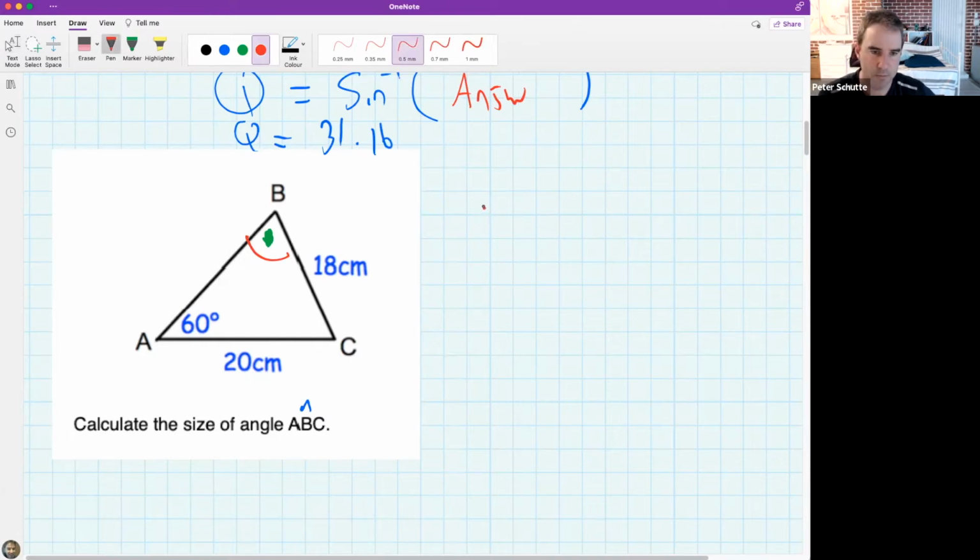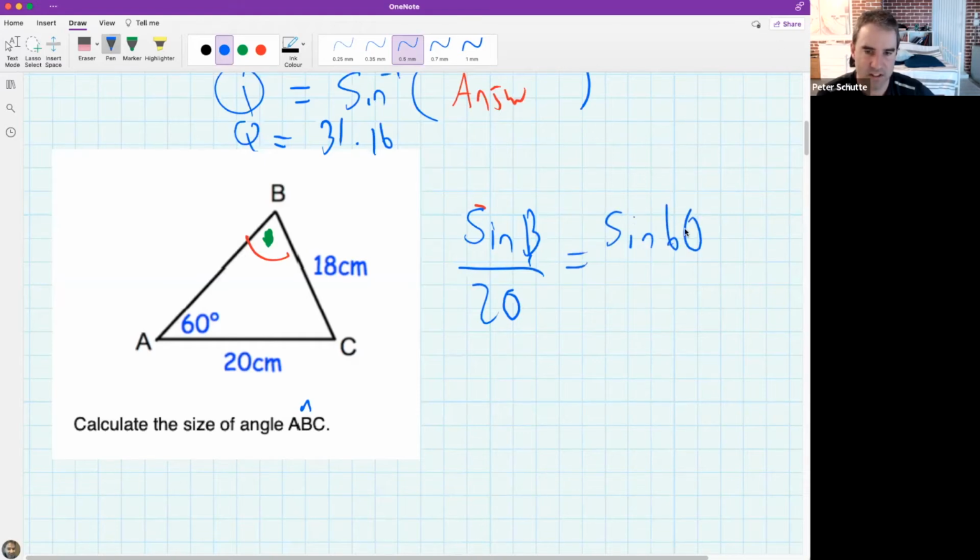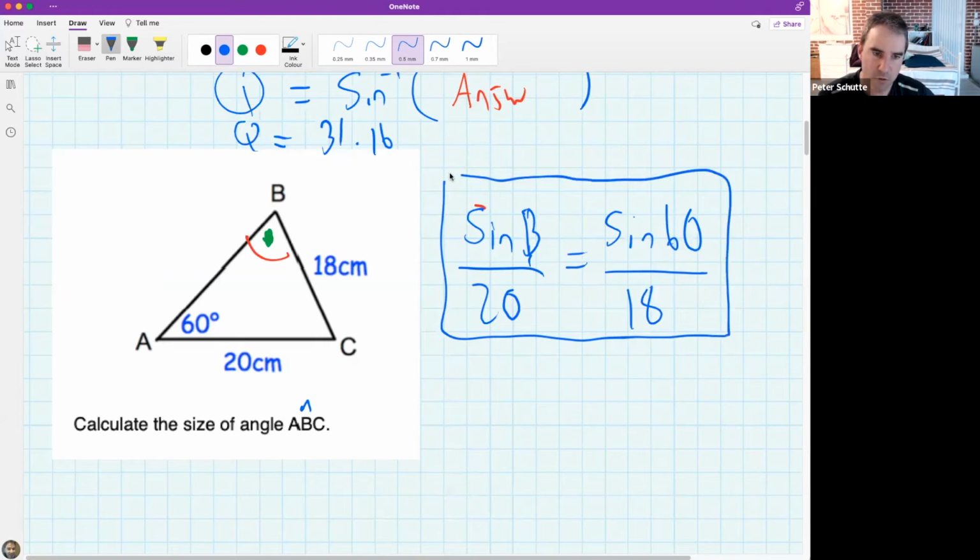Okay, so the first step is going to be to write down the sine of B. And what's opposite the sine of B? It's 20. And then the other combination is going to be the sine of 60 over 18. So that is step one. That is expressing the sine rule for this triangle. And what we're trying to find is a missing angle, which is sitting inside of this bit here. Now, can you do the next step? And when you've got to your final answer, pop it in the chat and we'll know where we stand.